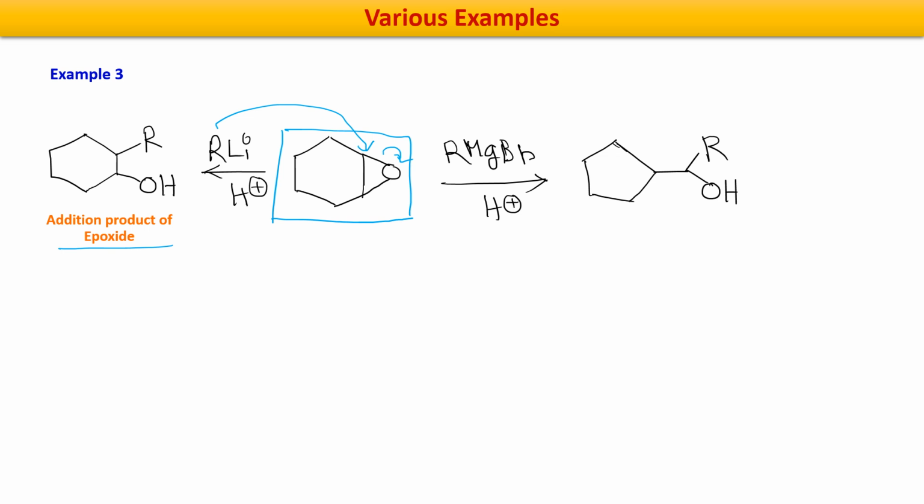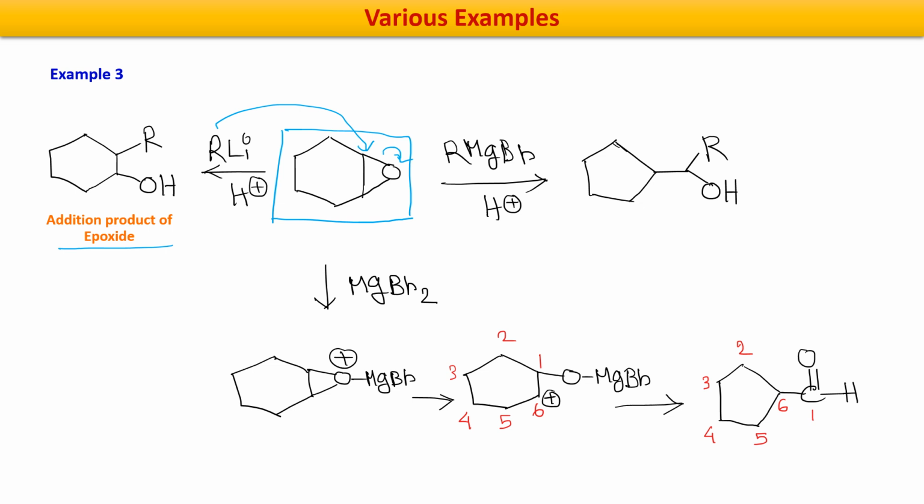Now what is happening here? To understand that, let's forget this reaction for some time and take the original substrate and instead treat it with magnesium bromide. This is a very weak Lewis acid. In presence of this weak Lewis acid, first of all there will be this type of interaction, and on one side you can break the bond. It is symmetric, so you can break the bond on either side.